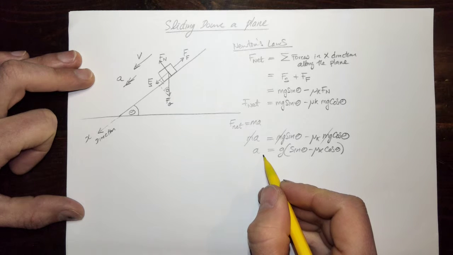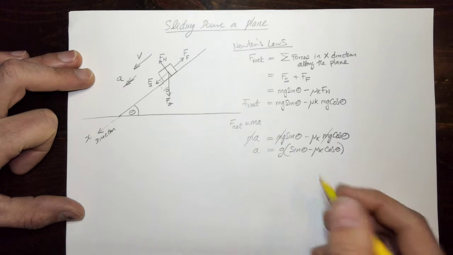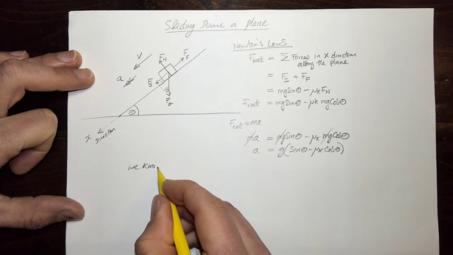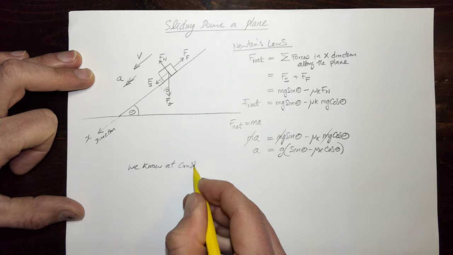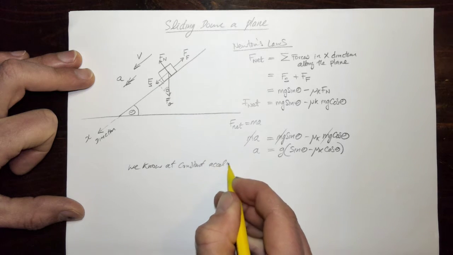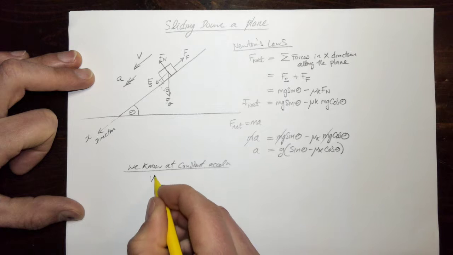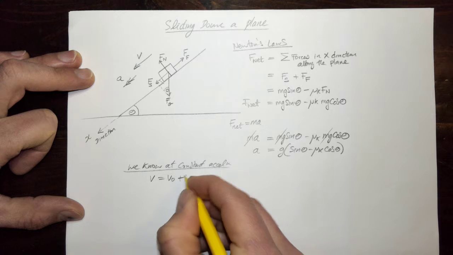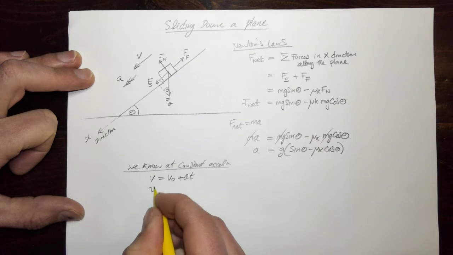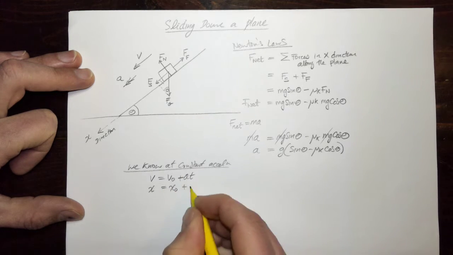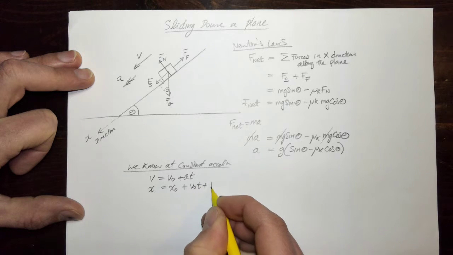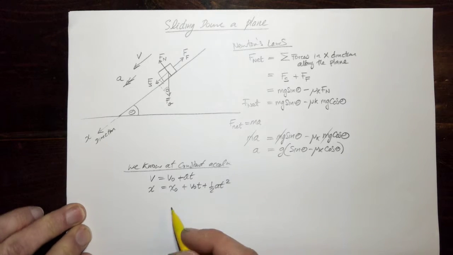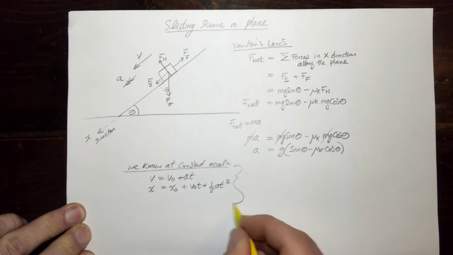Now what can we do with that? Well, we can use that to find out the velocity of the object, because we know that for constant acceleration we know the following, right? We know that v is v0 plus at, and we know that x is x0 plus v0t plus 1/2 at squared, which we get, of course, by integrating the definition of acceleration. So let's apply those ideas.